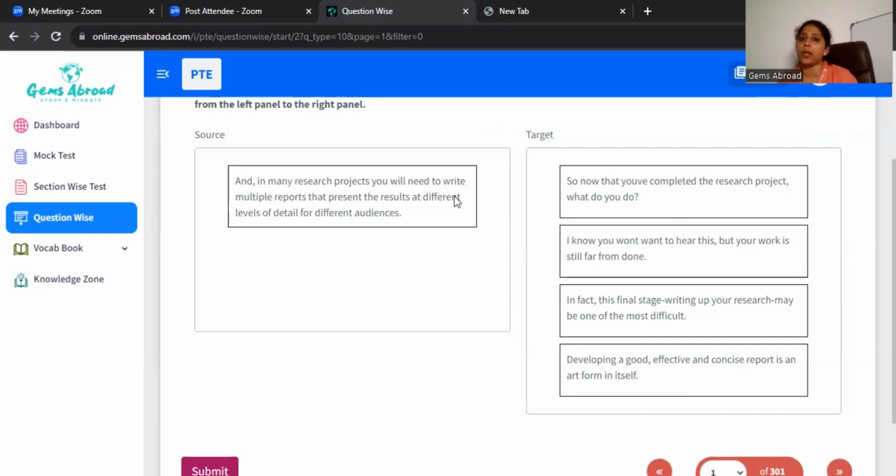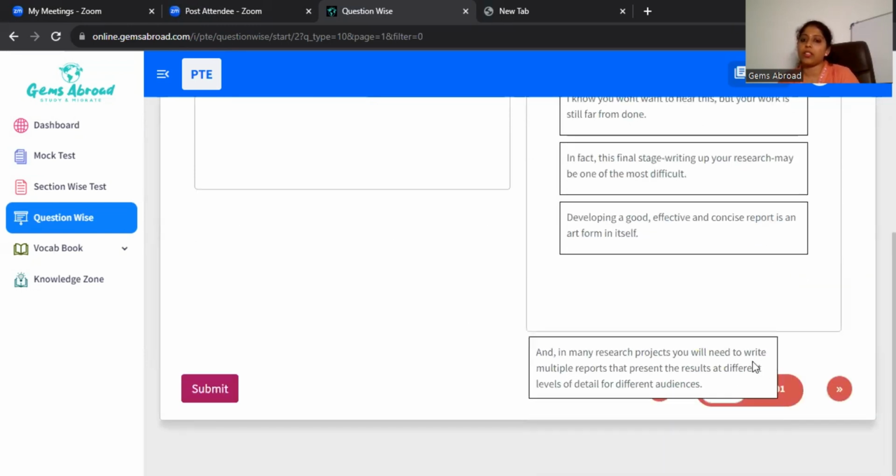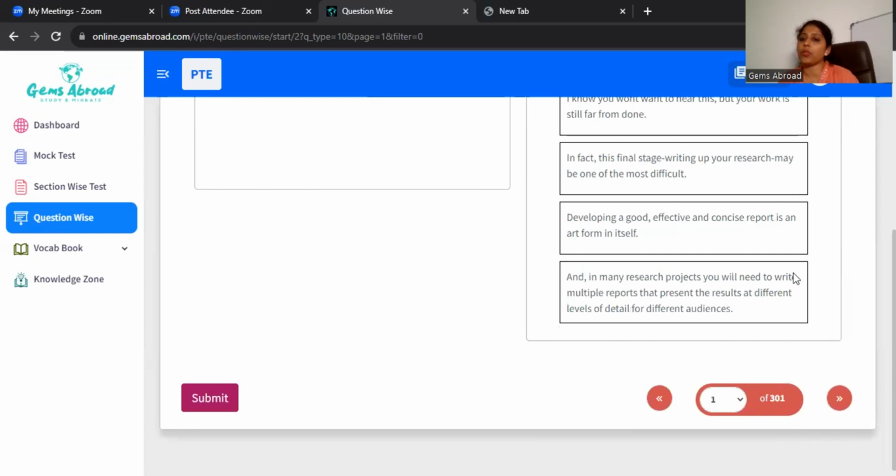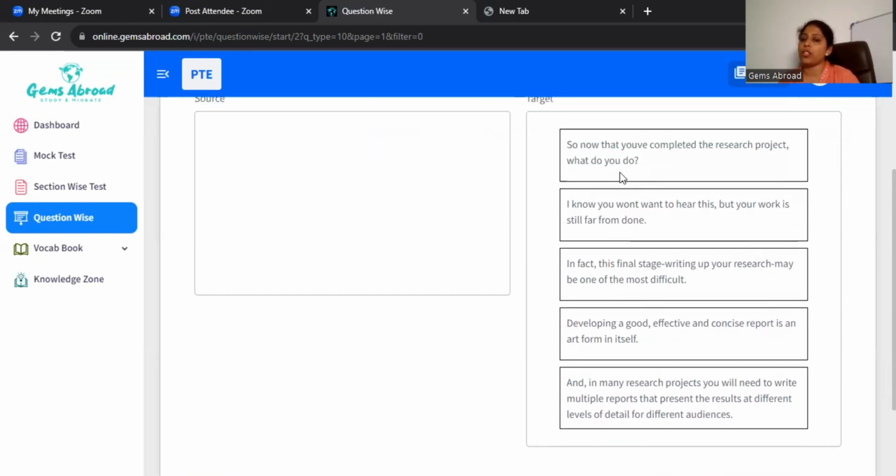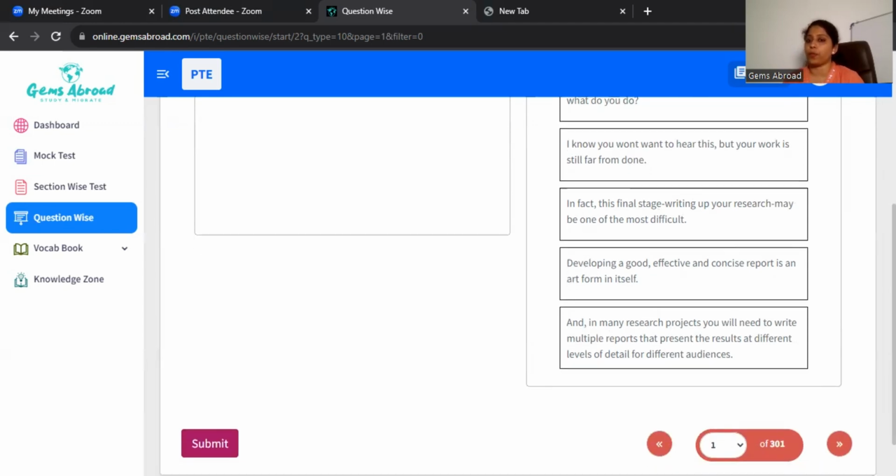So the next comes here: in many research projects, we will write multiple reports that present the results at different levels of detail for different audiences. So, question, answer, related to that, there's an explanation given. Okay, next, what you have to do? In many research projects, you will write multiple reports.